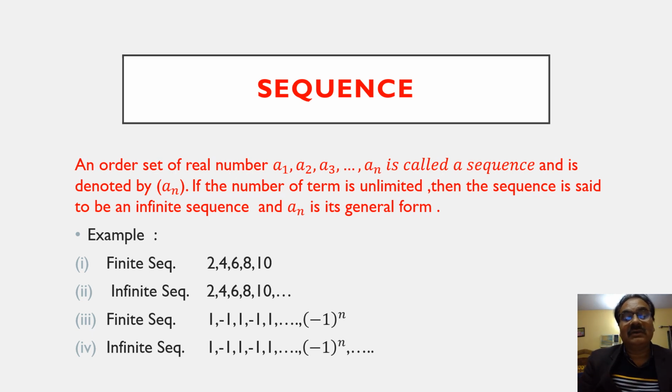Similarly, this is the alternating sequence. Minus 1 power n means one term is positive, another is negative. This will depend upon the value of n. If n is even, then positive. If n is odd, then negative. If this is terminated, then you can say it is also a finite sequence. But if it is non-terminating, then this is your infinite sequence.